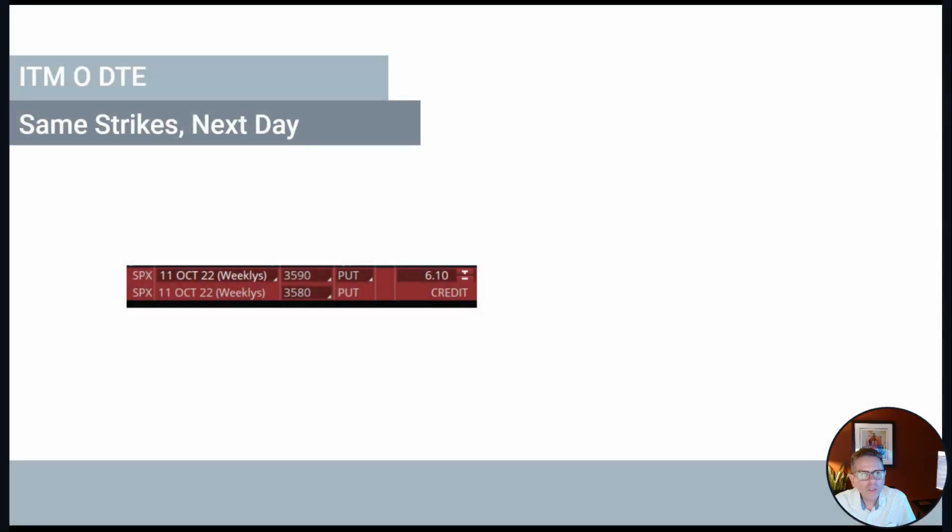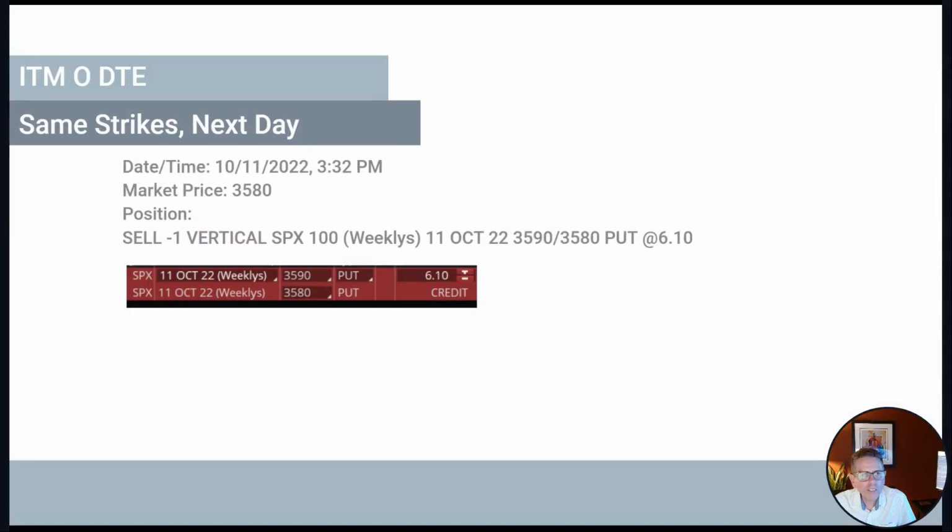Okay, now we're going to same strikes next day, and this time it's in the money. And you don't want to be in the money, but sometimes it happens, especially when the market can really run and you're scrambling to get that position in. Sometimes it happens. So you just have to deal with it.